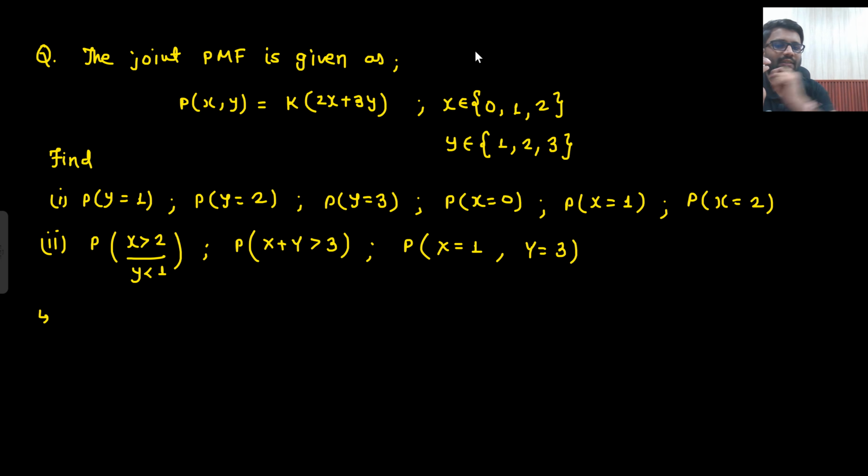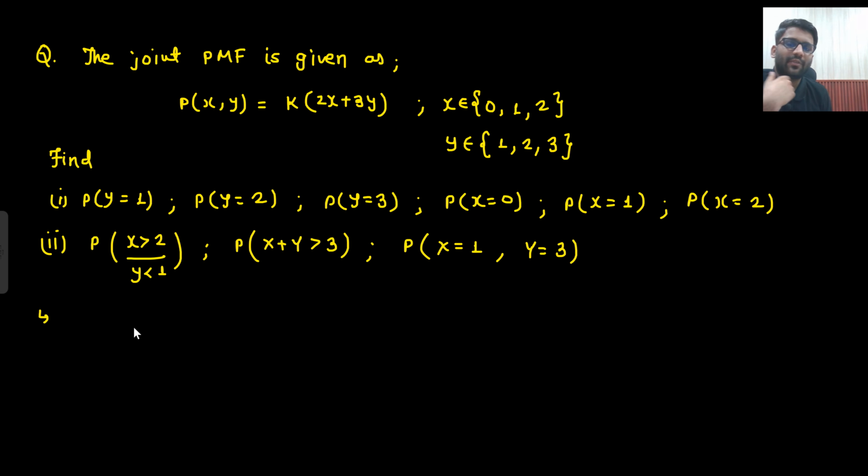This question has everything. They are saying the joint PMF of random variables x and y is given. X can take the value 0, 1, 2 and y can take the value 1, 2, 3. You need to find all these things: y taking value 1, 2, 3, x taking value 0, 1, 2. Then x greater than 2, y less than 1, x plus y greater than 3, x equals 1, y equals 3. All these things you need to find.